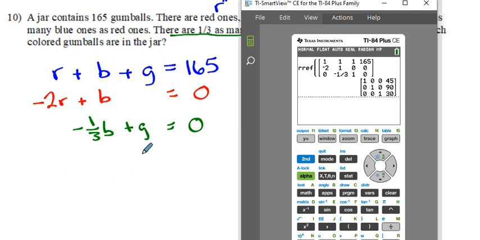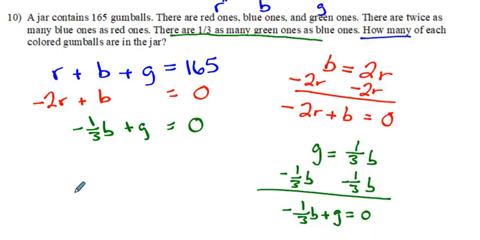Enter. And what you see here is the first column is R's, so I have 45 red gumballs, I have 90 blue, and 30 green. 45 red, 90 blue, and 30 green.